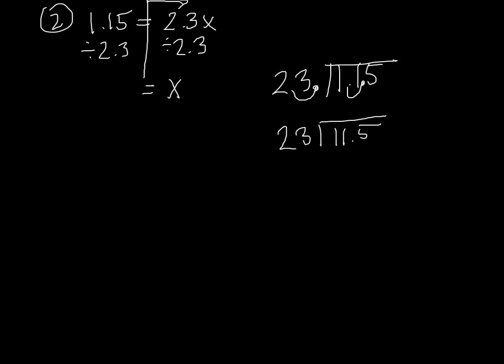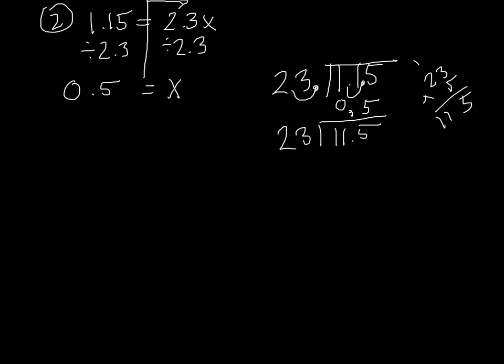Okie dokie. Now this is where it gets tricky. Let's bring up our decimal point so we don't forget it. 23 doesn't go into 11, so we have 0 on the outside. So now I have to say, how many times does 23 go into 115? What I'm going to do is I'm going to try 5. Let's see, 23 times 5. 5 times 3 is 15. 5 times 2 is 10, plus 1 more is 11. Yes, we got it. So it is 5 times. 23 goes into 115 5 times. So our answer is 5/10, or half.